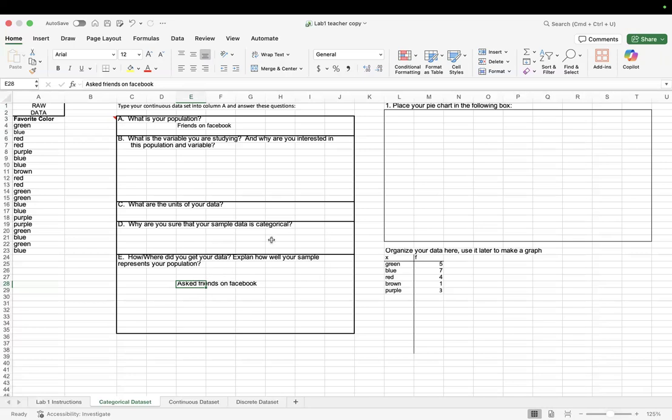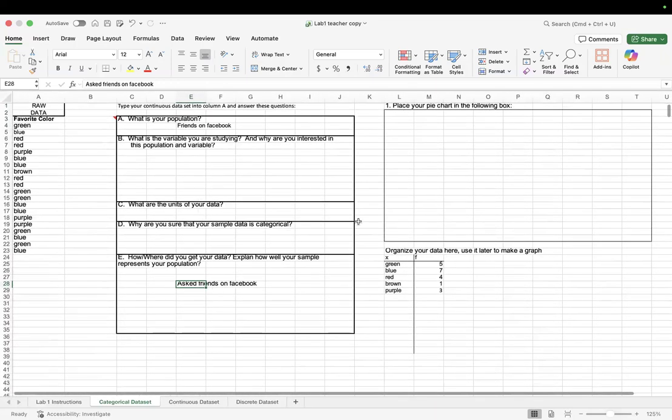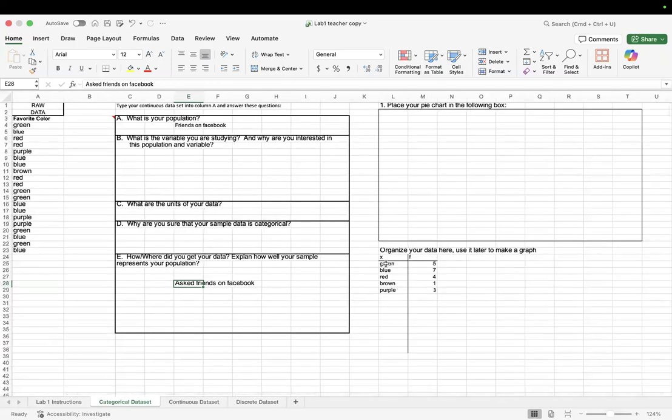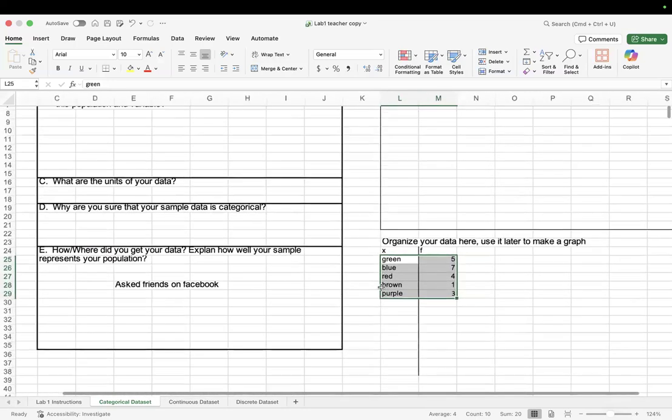All right, so now I'm going to create the pie chart. I'm going to go down here to this table that I created, and I'm going to drag my mouse so that all of this is highlighted. Both columns, the X and the F don't need to be highlighted, but both of these columns are highlighted. I'm going to make it a little bit bigger.